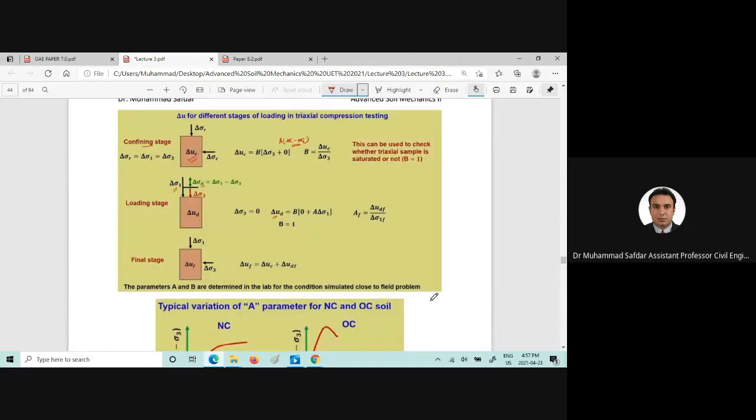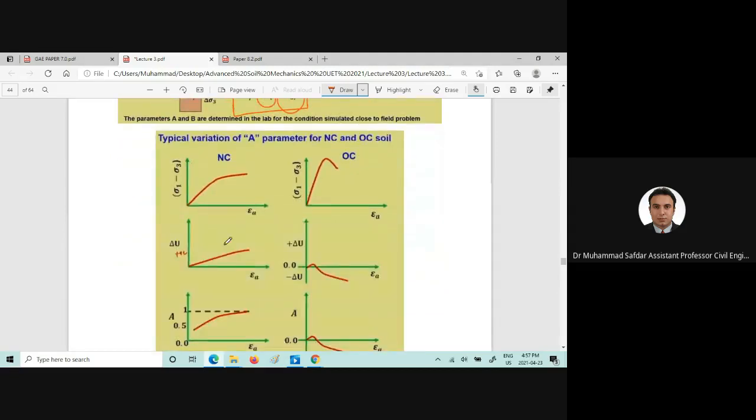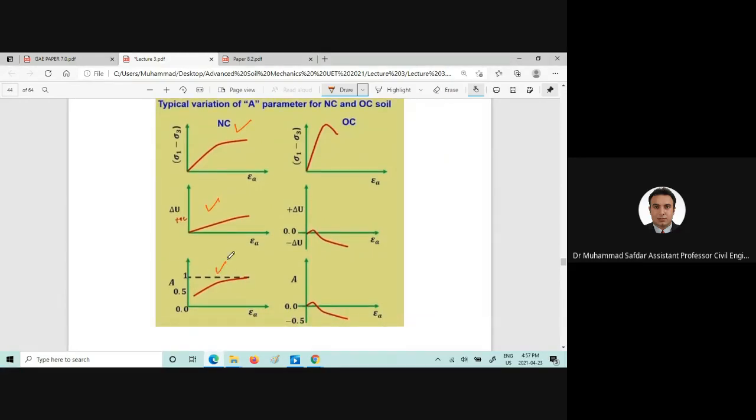Now the schematic diagram shows the confining stage, the loading stage and the final stage. You can clearly see the consolidation stage and also the final stage, the AF parameter, and how you can find the pore water pressure from the consolidation stage and from the shearing stage. So this is the consolidation, this is the shearing stage, and this is the pore water pressure. Normally consolidated clay will have a positive pore water pressure and positive A parameters, and here we are having the AF parameter.